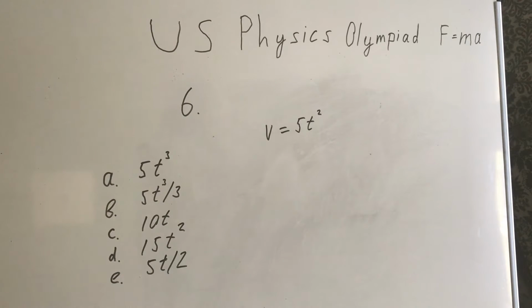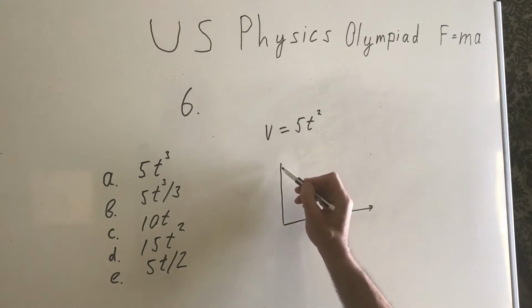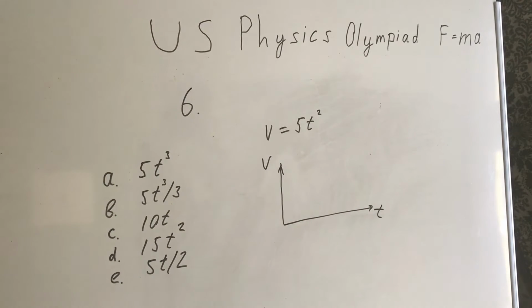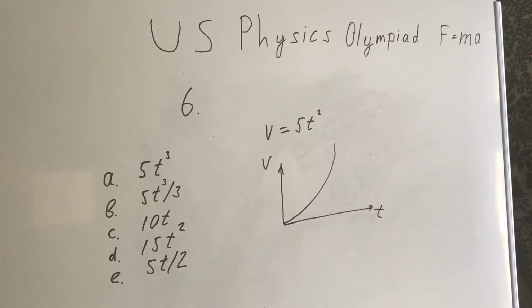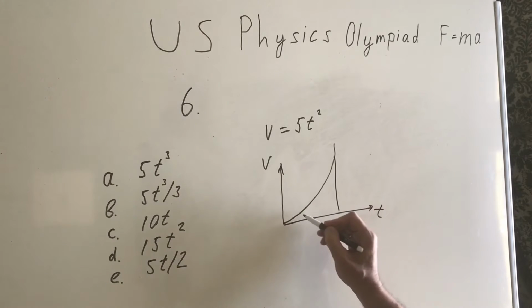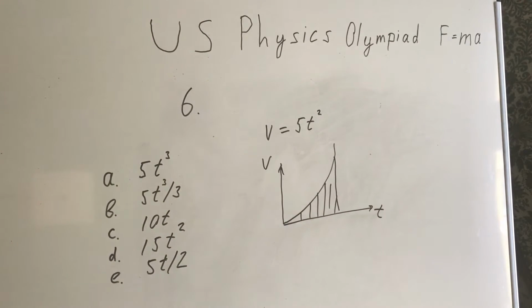We know that if we have a graph of velocity versus time, and we draw this curve, that's a parabola. So to find the total displacement, we need to do an integral. That's the area under the curve, and we just need to know how to do an integral of a polynomial function.